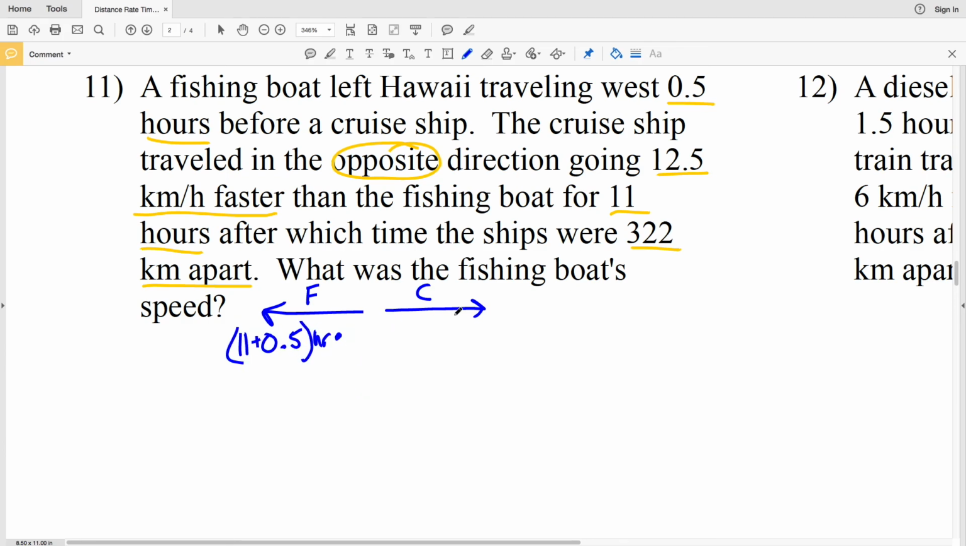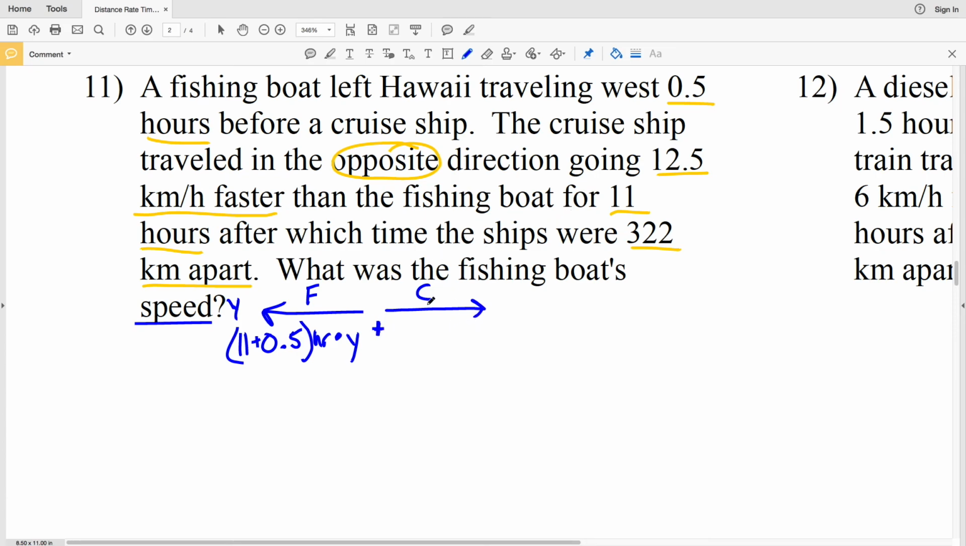And I'm going to multiply that by the fishing boat's speed, which is our unknown variable. Let's call this variable y. So speed times time is going to give me the distance of that fishing vessel. And I'm going to add that to the distance of the cruise ship.